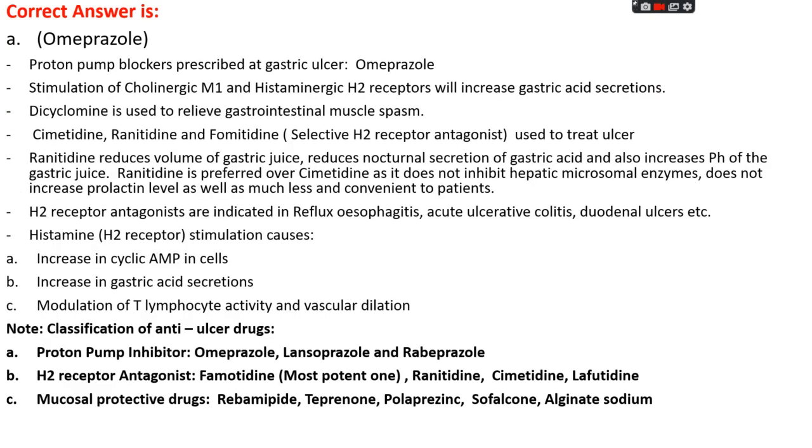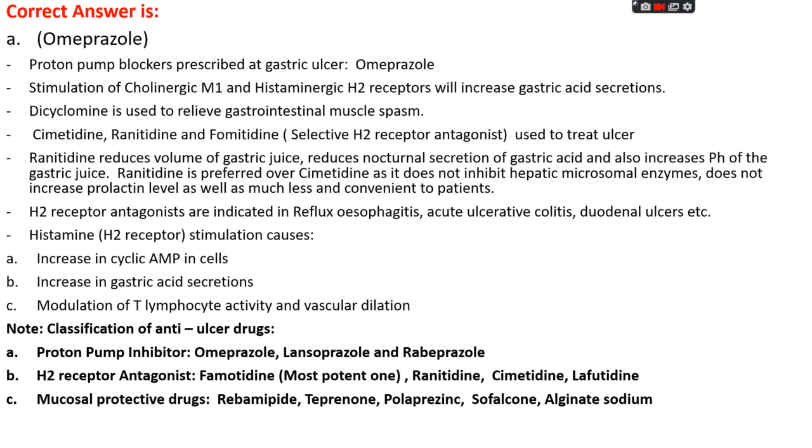Proton pump blocker, which is prescribed for gastric ulcers, is omeprazole. If we look at anti-ulcer drugs, there are three types. The first is proton pump inhibitors, that is omeprazole, lansoprazole, and rabeprazole. Those drugs with the suffix prazole come under proton pump inhibitors.